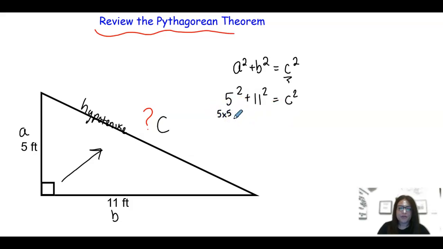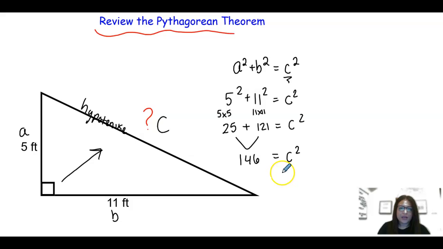Remember that 5 squared means 5 times 5, so that's going to give me a 25. Copy down your plus. 11 squared means 11 times 11, so that's going to give me a 121 equals, and then we still do not know the value of C. Now, according to my formula, there's a plus in between these two values. That means I need to go ahead and add them up. And when I do add them up, I'm going to get 146 equals C squared.